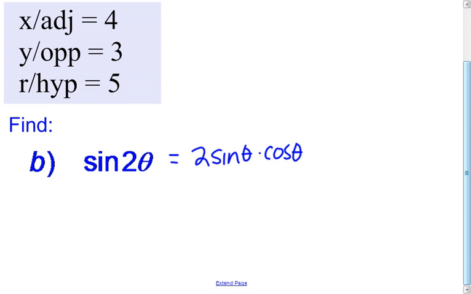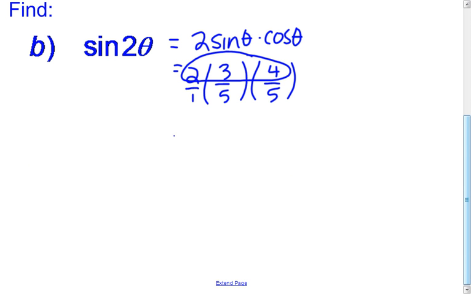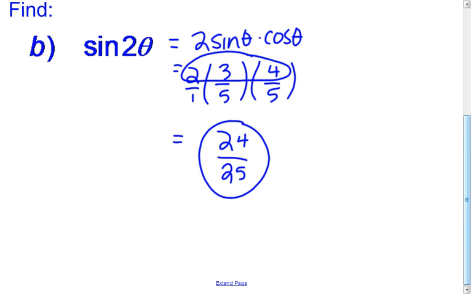Okay, and again, using the information in the blue box, sine is opposite over hypotenuse, so sine is 3 over 5. Cosine is adjacent over hypotenuse, or 4 over 5. When you're multiplying fractions, you do not need common denominators, and I'm multiplying here, so think of this 2 as 2 over 1. If you multiply all the way across the top, 2 times 3 times 4 is 24. And all the way across the bottom, 1 times 5 is 25. And that should do that.